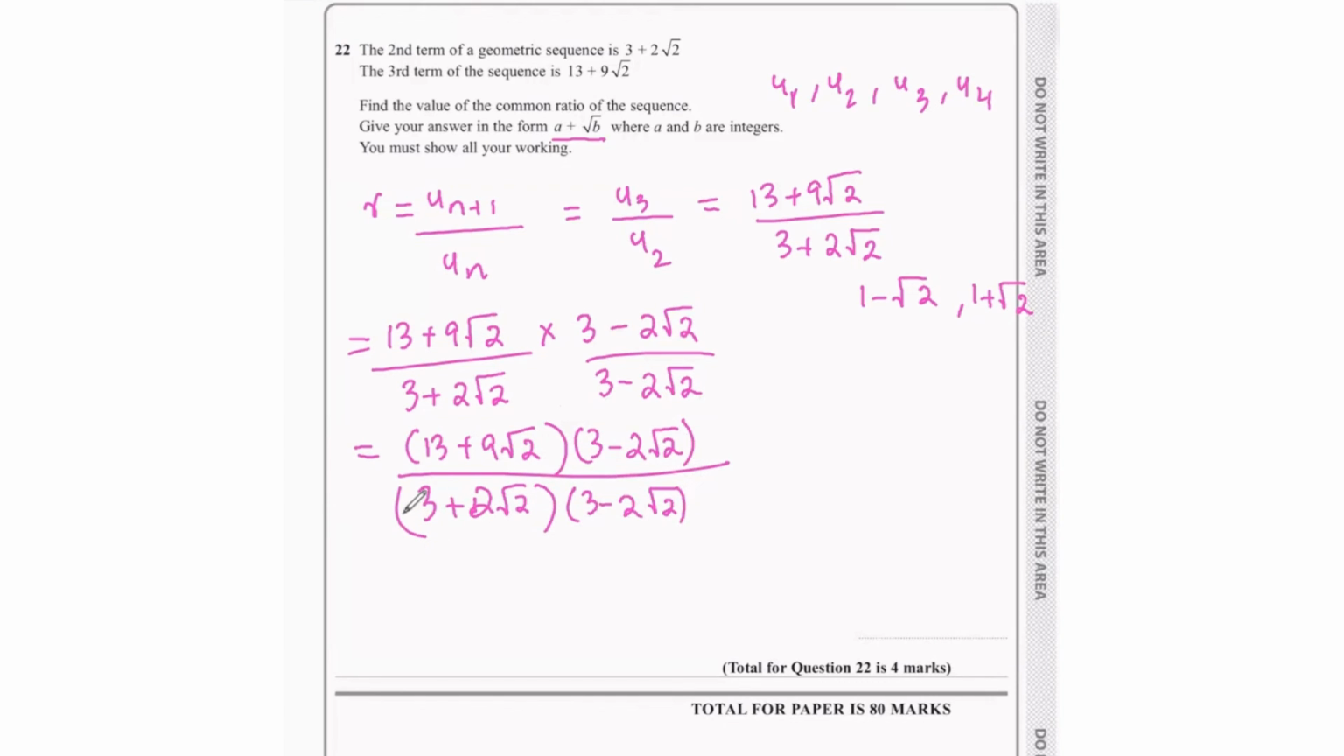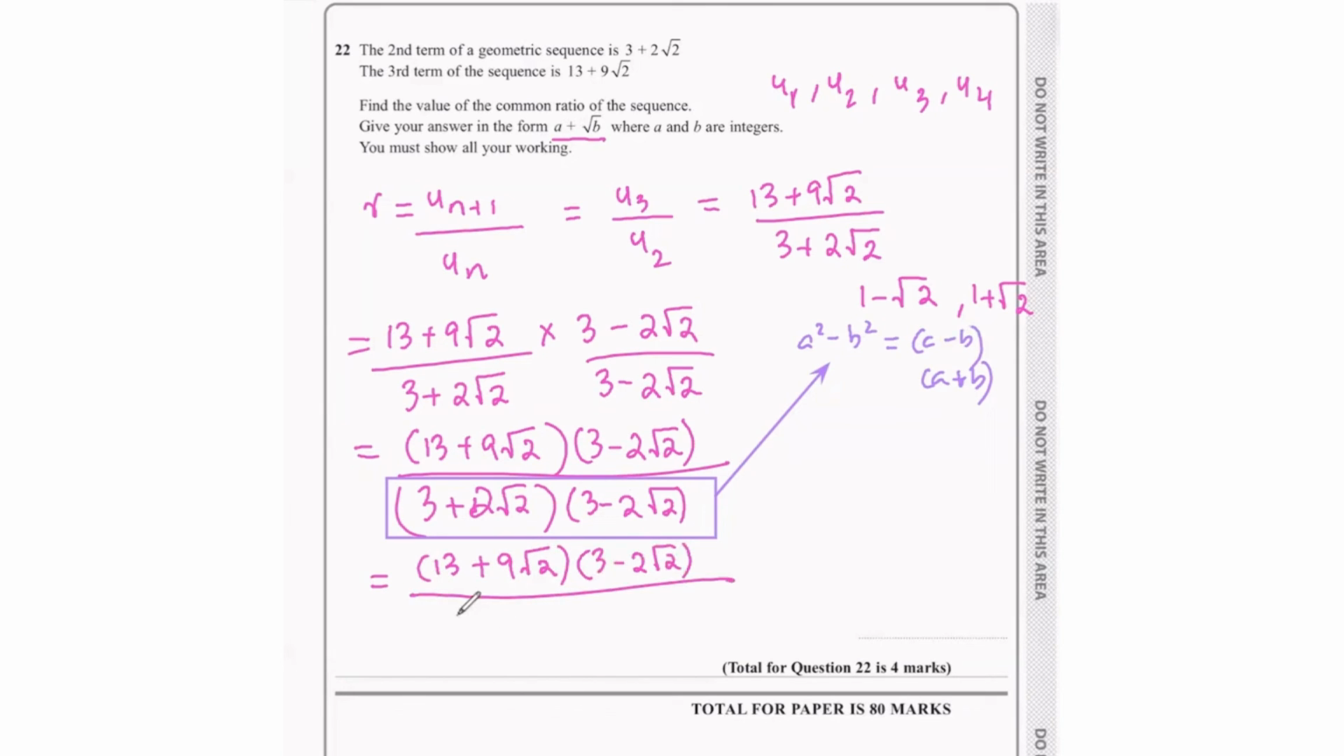Now if you look at the denominator, this should remind you of the difference of perfect squares, where we say a square minus b square equals a minus b times a plus b. Here, a is 3, b is 2 root 2, because we're doing 3 plus 2 root 2 times 3 minus 2 root 2, which means we can rewrite that as 13 plus 9 root 2 times 3 minus 2 root 2 over 3 square minus 2 root 2 square.